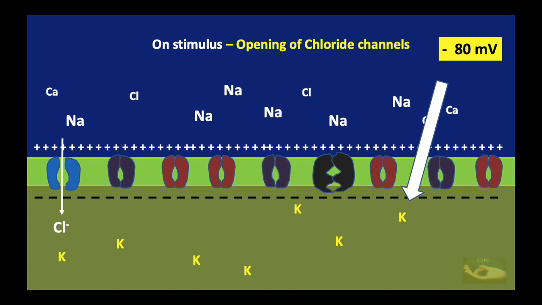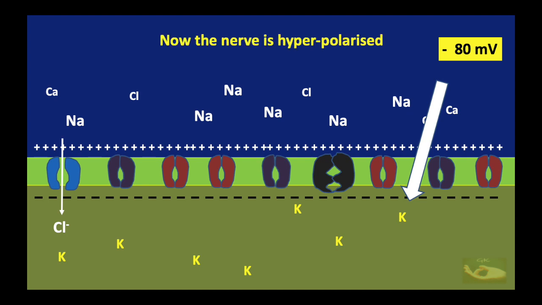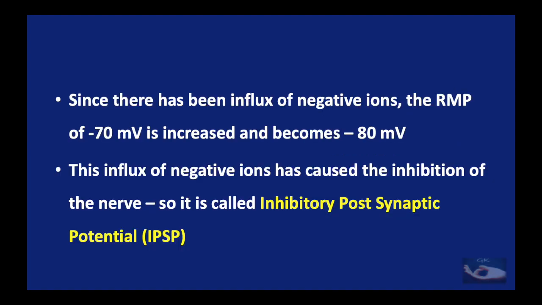Since it has become more negatively charged, the electrical gradient would be now around minus 80 millivolts. The neuron is now said to be hyperpolarized. Since there has been an influx of negative ions, the resting membrane potential of minus 70 millivolts has become minus 80 millivolts. This influx of negative ions has caused the inhibition of the nerve, so it is called the inhibitory postsynaptic potential or IPSP.